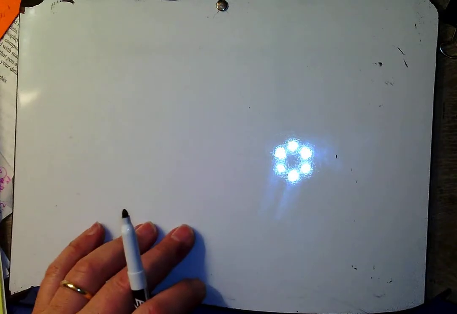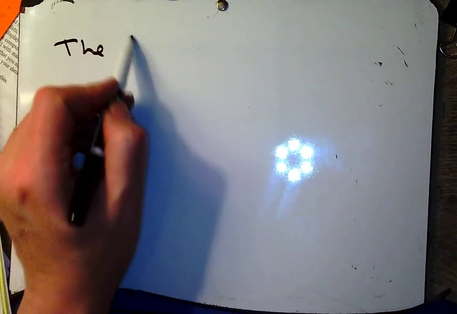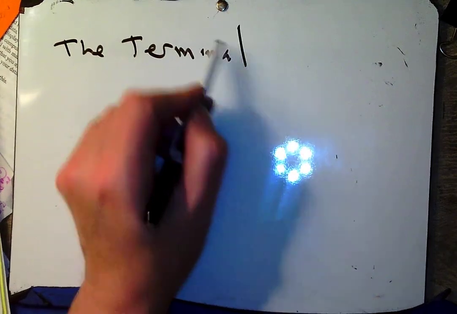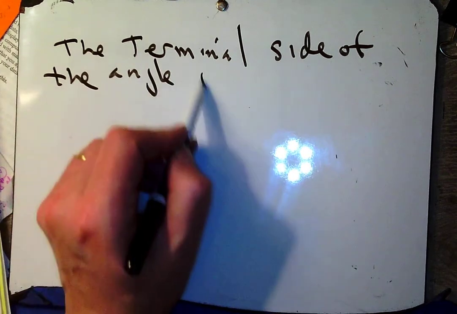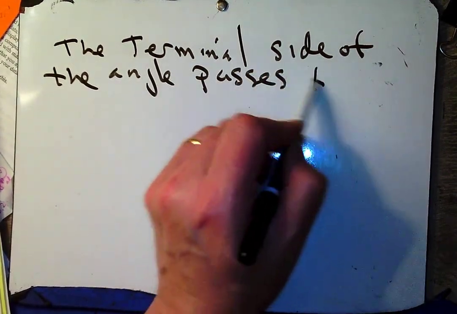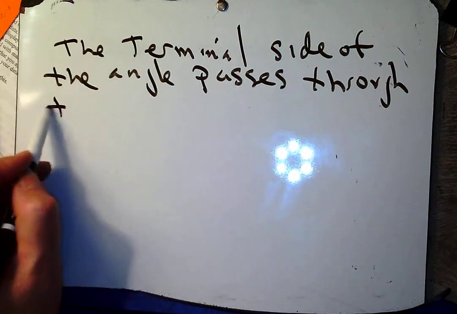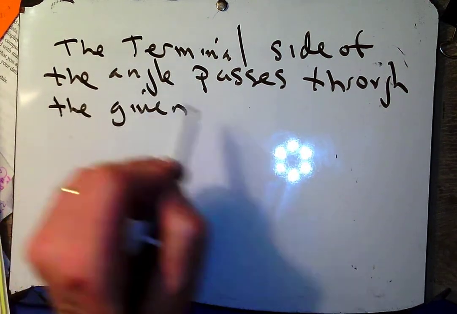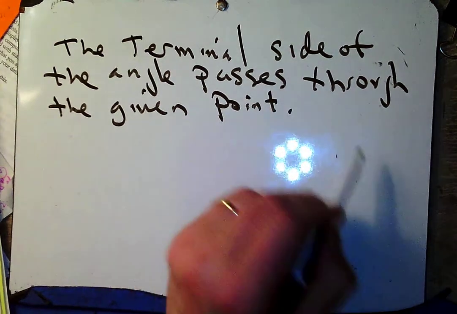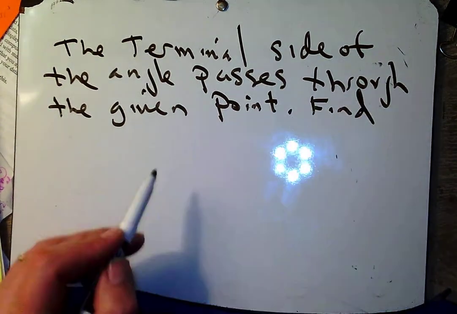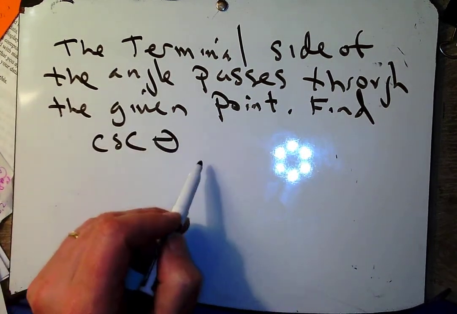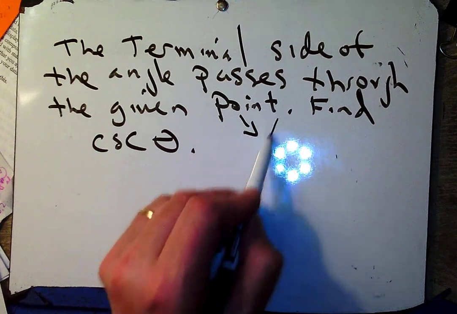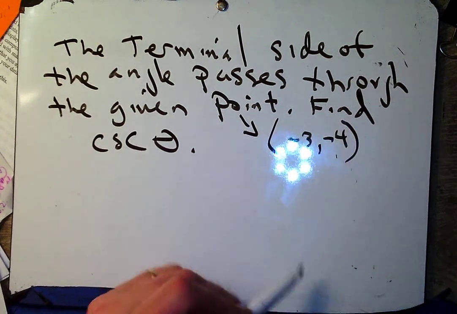Okay, let's move on. These next problems say the terminal side of the angle passes through the given point. Find cosecant theta. And the given point that they give us for this problem is -3, -4.